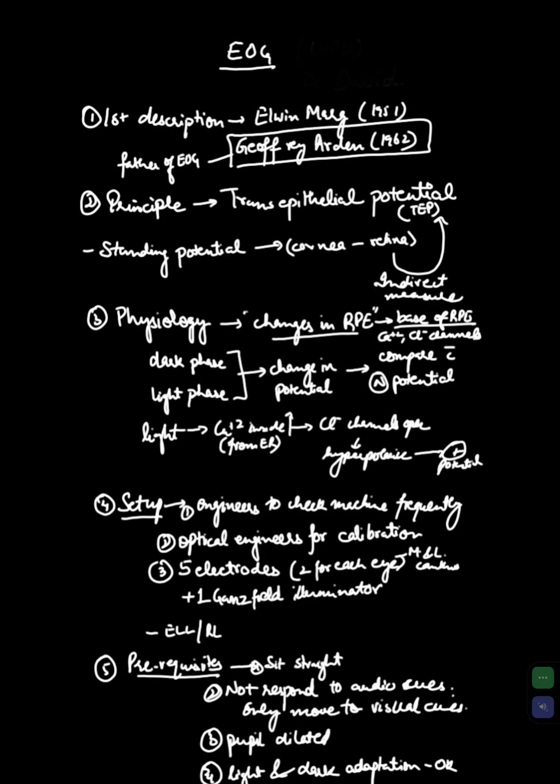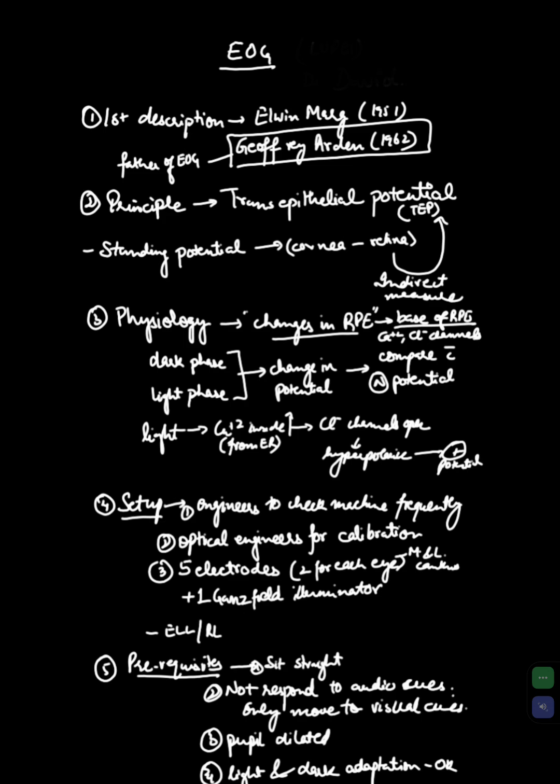In the light phase, there is an increase in the calcium intake, and the chloride channels open, which hyperpolarize the RPE cells, and we get a positive potential. So in the light phase, there is increased calcium intake, and chloride channels also open, which hyperpolarize the RPE cells and give the positive potential.